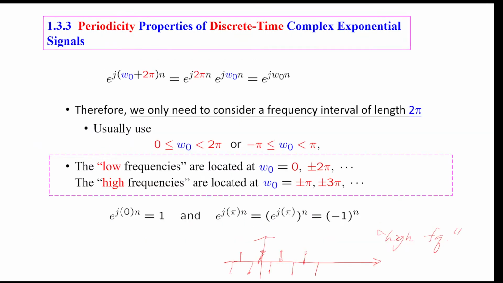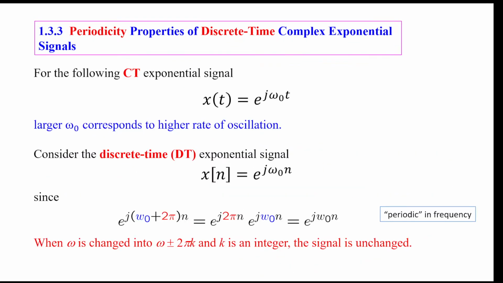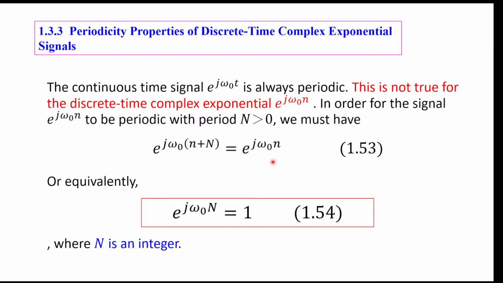So this is the first point. That is, when you increase the frequency, when you increase omega naught, the signal doesn't get a higher frequency. Actually, e to the j omega naught n is periodic in omega naught with period 2 pi. And another one is that e to the j omega naught n is not always periodic. For e to the j omega naught t, we see that it's always periodic with period 2 pi divided by omega naught. But this is not true for e to the j omega naught n, because n needs to be an integer value, and in particular the period also needs to be an integer value.